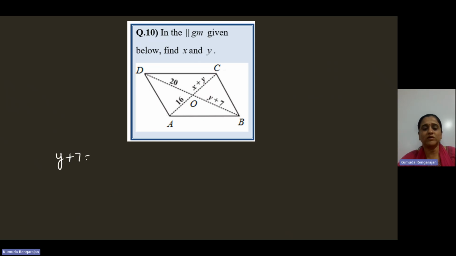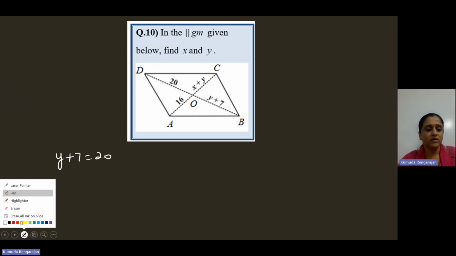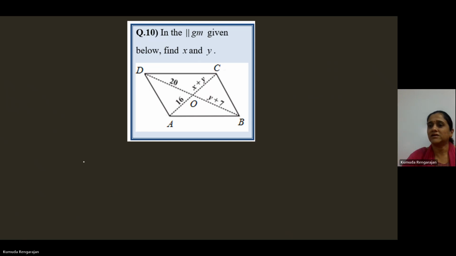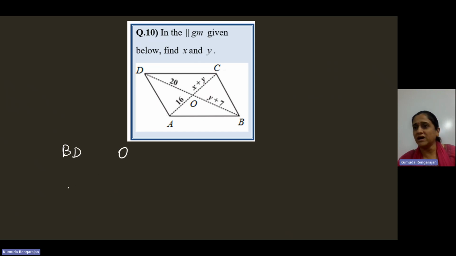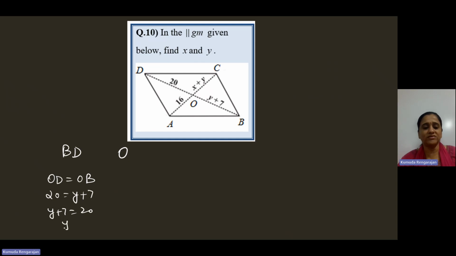Y plus 7 is equal to 20. Which is a diagonal? Tell me the diagonal. BD is the diagonal. Which is the midpoint of BD? O is the midpoint. So which are the two equal parts of BD? OD is equal to OB. So y plus 7 is equal to 20. So y is equal to 20 minus 7, 13.